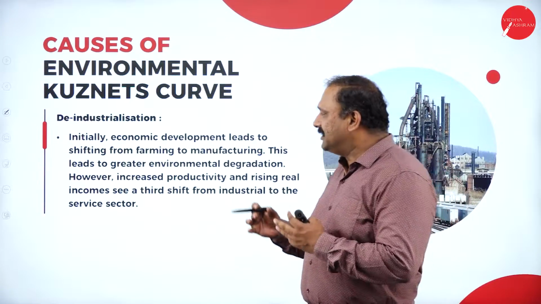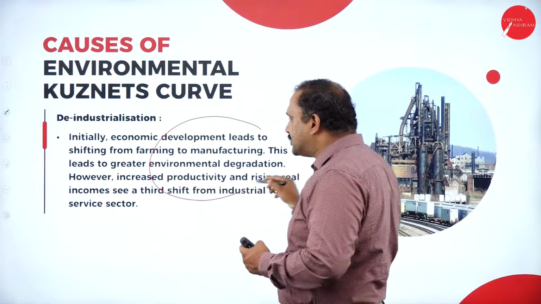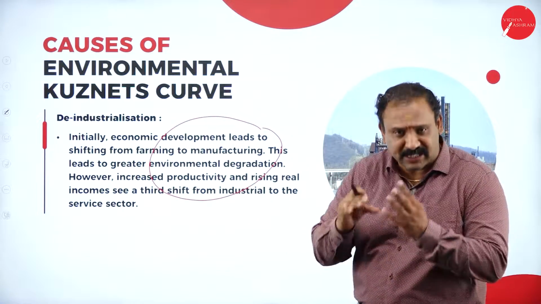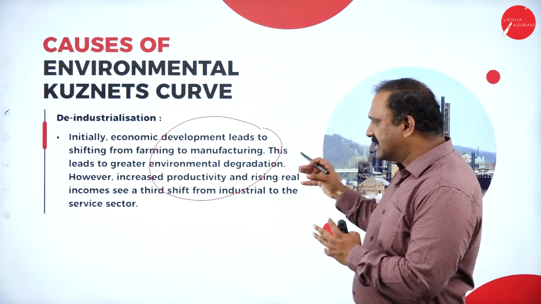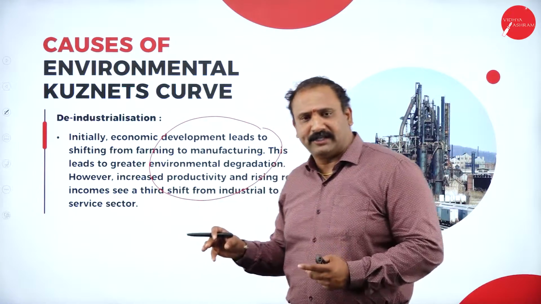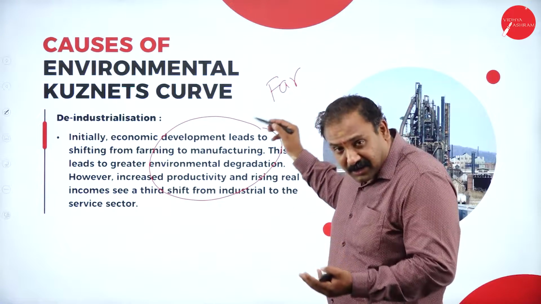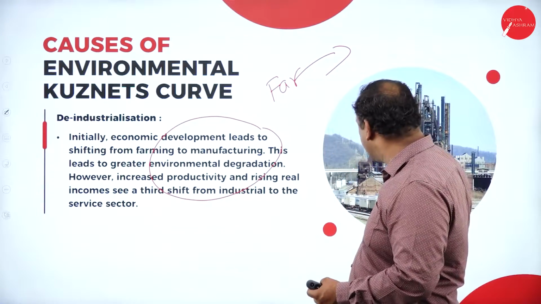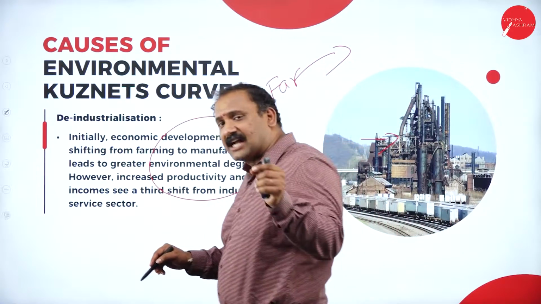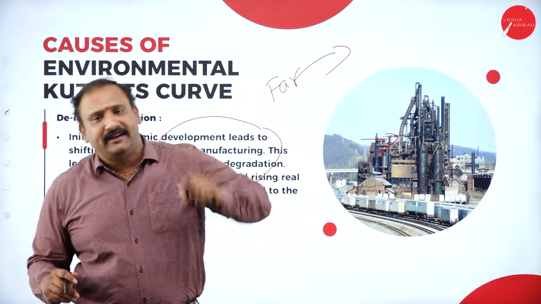Followed by deindustrialization. Initially, economic development leads to the shifting of farming to manufacturing. That was how India typically went, because I look at this example more in an Indian context. Initially, we were more of a farming-based, agriculture-based country. We shifted our ideology to industrialization, as you see here, and this actually led to greater environmental degradation.